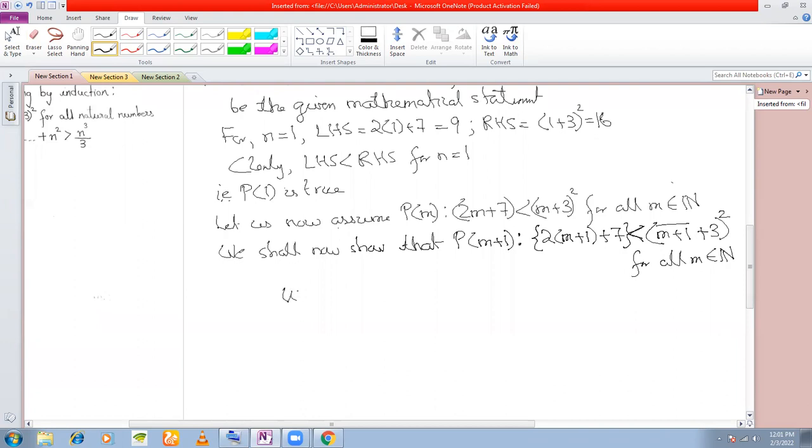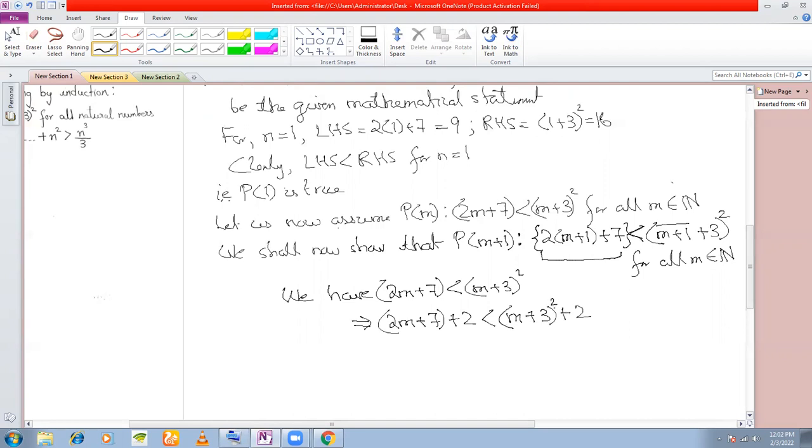So we start with Pm. So we have 2m plus 7 is less than m plus 3 whole square. Now if you see, for Pm plus 1, what is on the left hand side of Pm plus 1? We have 2m plus 2 plus 7, isn't it? So what we are going to do is we are going to add 2 here. So 2m plus 7 plus 2. We are going to add a positive number, so inequality sign will remain the same. Okay. Why did we add 2? So that it comes to this form, right? Pm plus 1.